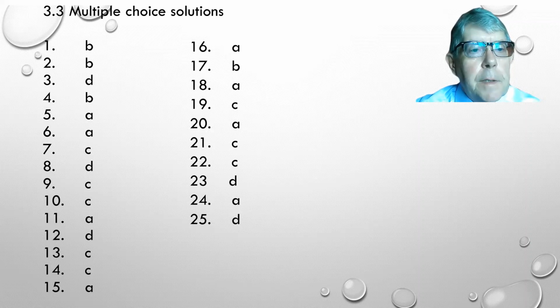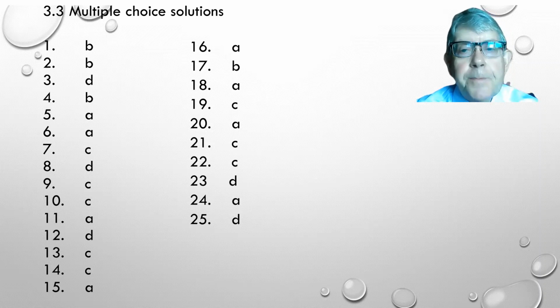So 1 is B, 2 is B, 3 is D, 4 is B, 5 is A, 6 is A, 7 is C, 8 is D, 9 is C, 10 is C, 11 is A, 12 is D, 13 is C, 14 is C, 15 is A, 16 is A, 17 is B, 18 is A, 19 is C, 20 is A, 21 is C, 22 is C, 23 is D, 24 is A, and 25 is D.